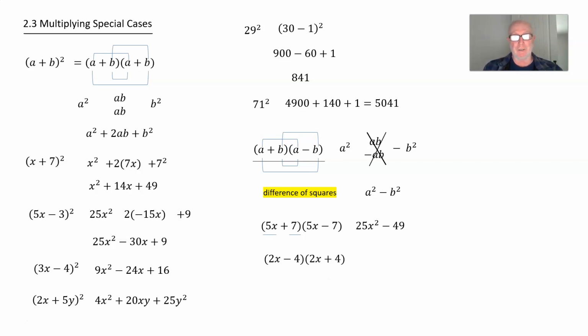Okay, here's one for you to try. 2x minus 4 times 2x plus 4. What's the answer? Because this is so easy, you should have come up with that very quickly. 4x squared minus 16. Here's another one. What's 3p plus 8q times 3p minus 8q?